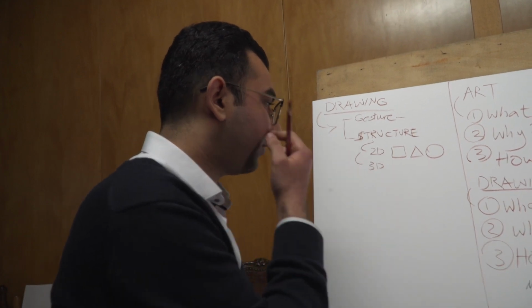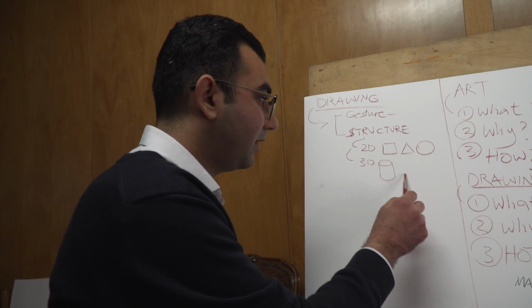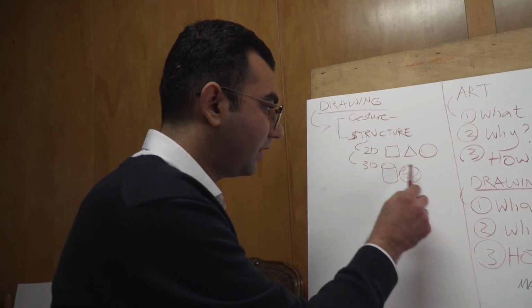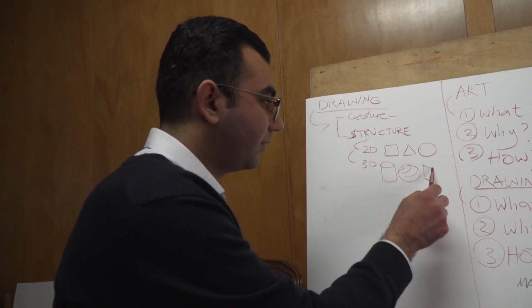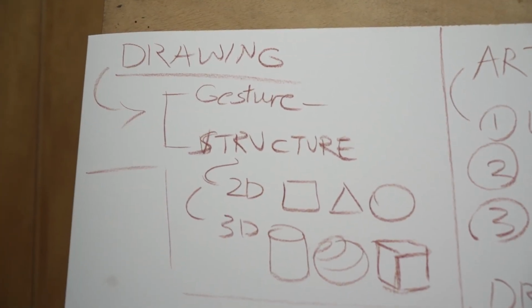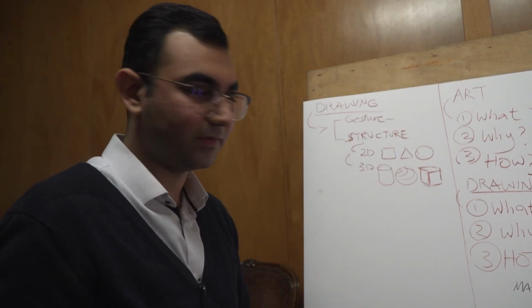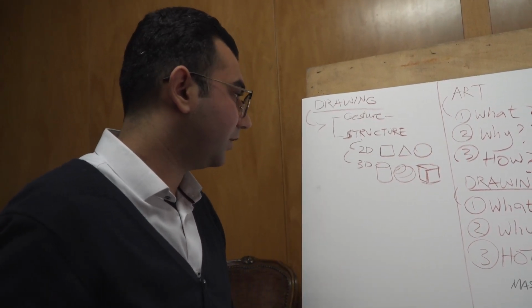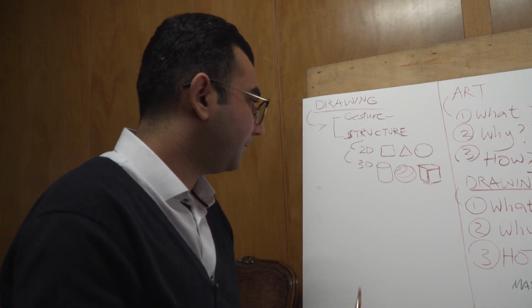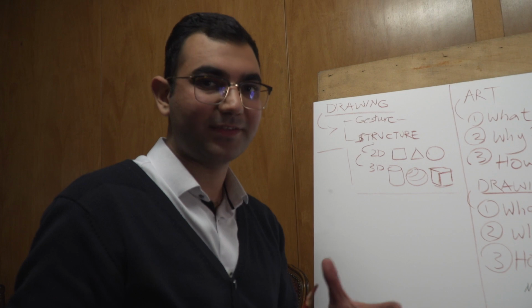And then we have 3D volumes, which are cylinder, sphere, and cube. And by mixing these three, you can recreate what you see, not copy it, okay? So that's what we are looking for here. And now let's talk about other practical things.